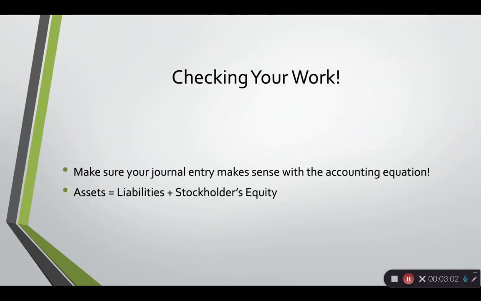Finally, once you've made your journal entry, one way to check your work is to make sure that it makes sense with the accounting equation. That is to say that the accounting equation, which is assets equals liabilities plus stockholders' equity, stays true. So if one side of the equal sign is increasing, the other side has to increase as well. Same goes for if the asset side is decreasing, then the right side of the equal sign needs to decrease as well.